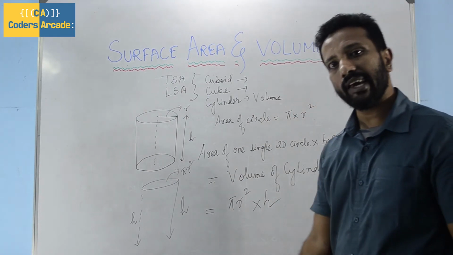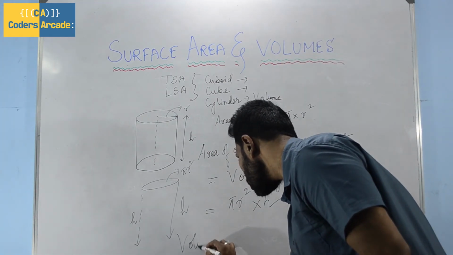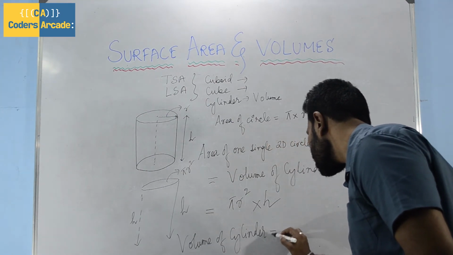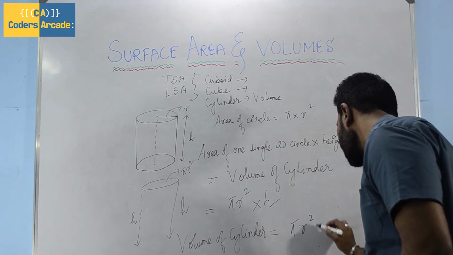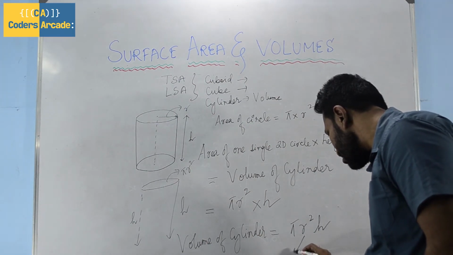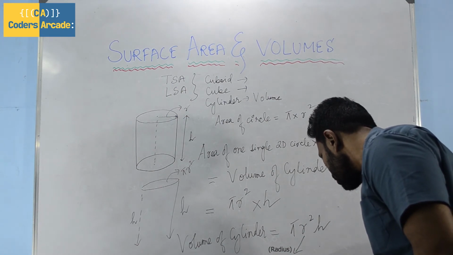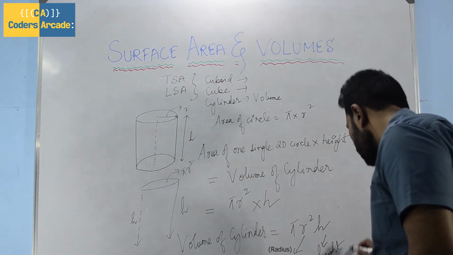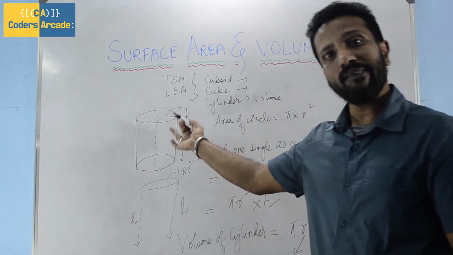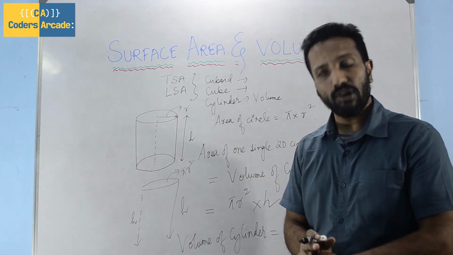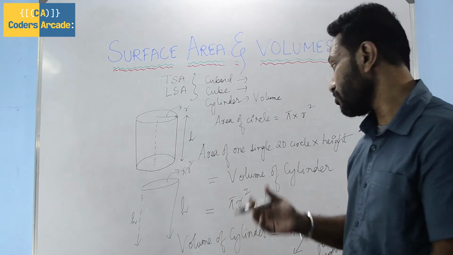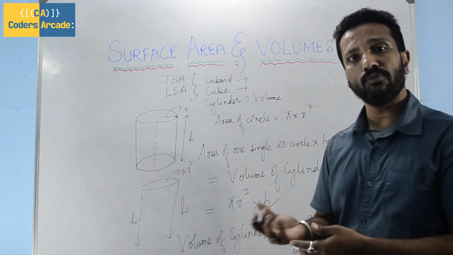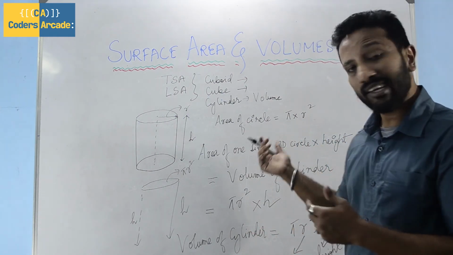So finally, what do we get? Volume of cylinder is equal to pi r square h, where r is the radius and h is the height. So with this simple method, we have derived the formula for the volume of a cylinder. So this is it. I hope you have understood. And in our next videos, we will be deriving the formula for volume and surface area of many different figures.